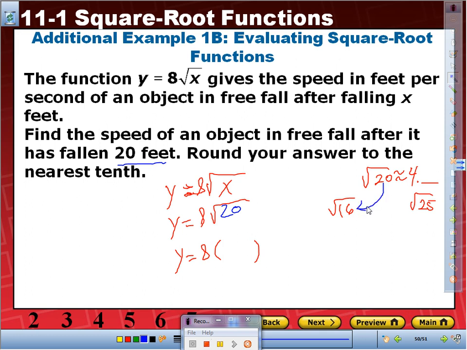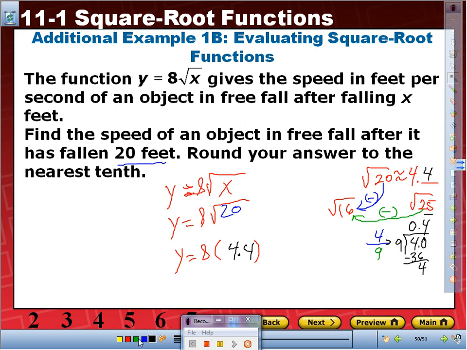What is 20 minus 16? 4. What is 25 minus 16? 9. So now that we have this fraction, do we know how to find the decimal? Yeah, divide the numerator by the denominator, 4 divided by 9. That becomes 0, add a 0 and a decimal. That's 4, that's 36. Subtract, that's 4. It's going to repeat, so it's a bar, so this is 4.4 repeating. So this is y equals 8 times 4.4.